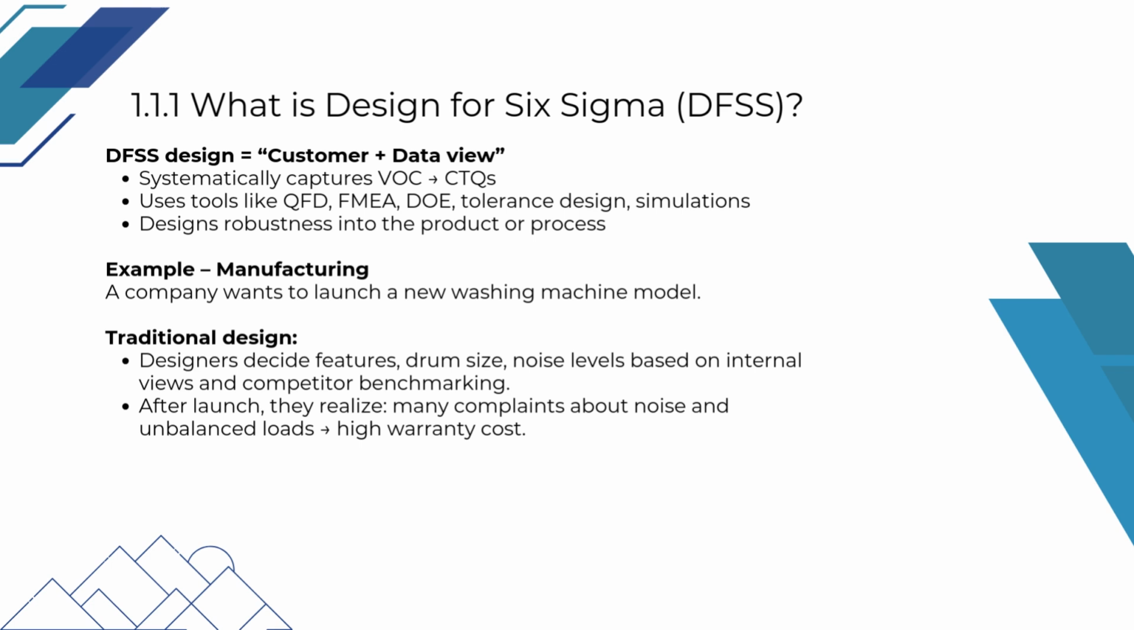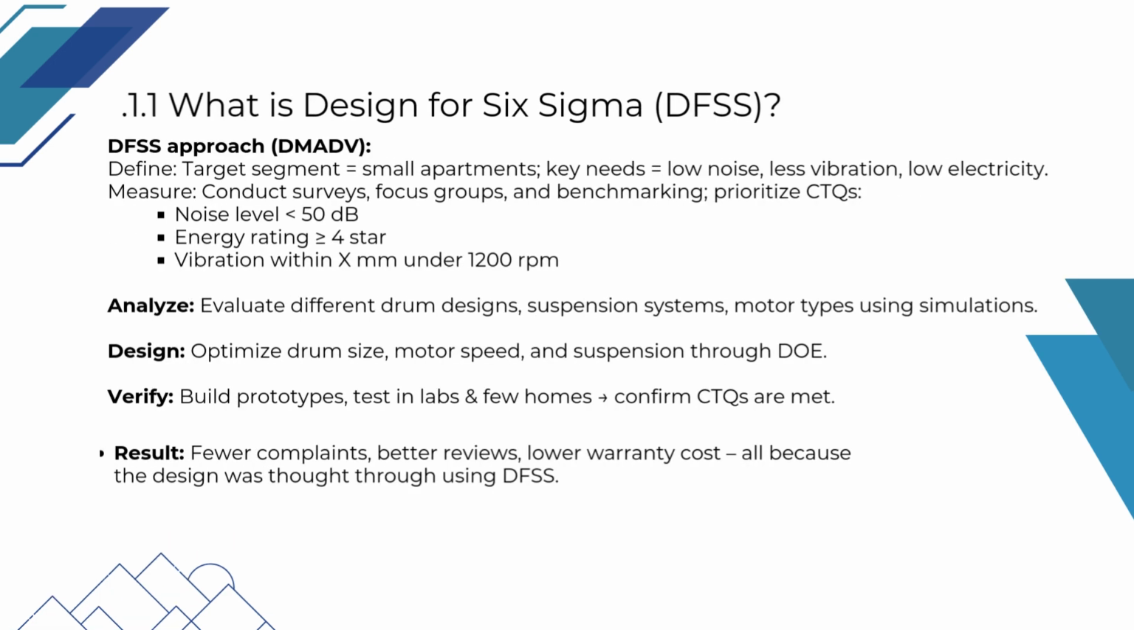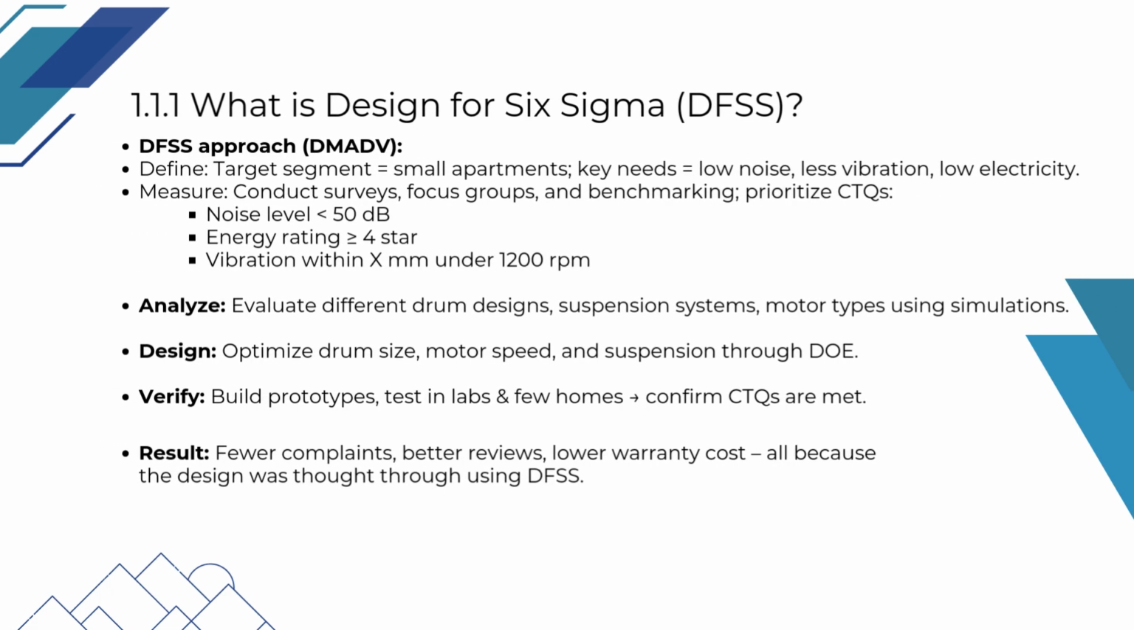Example, manufacturing. A company wants to launch a new washing machine model. Traditional design: designers decide features, drum size, and noise levels based on internal views and competitor benchmarking. After launch, they realize there are many complaints about noise and unbalanced loads, and high warranty cost. DFSS approach, DMADV. Define: target segment equals small apartments. Key needs equal low noise, less vibration, low electricity.